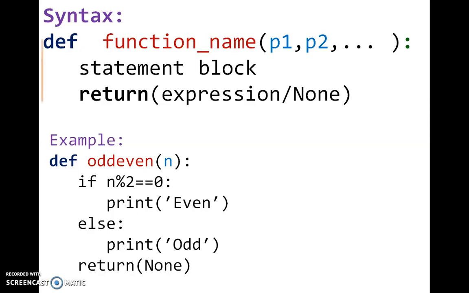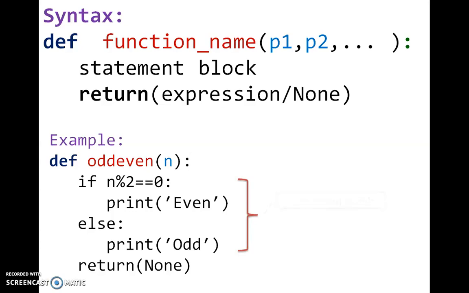Note that the keyword def must be in the outer indent level and the statement block and return statement must be indented. Look at the example. In the example, def is the keyword. First write the keyword, space, odd_even is the function name, n is the parameter within brackets, followed by colon, and then the statement block and the return statement.